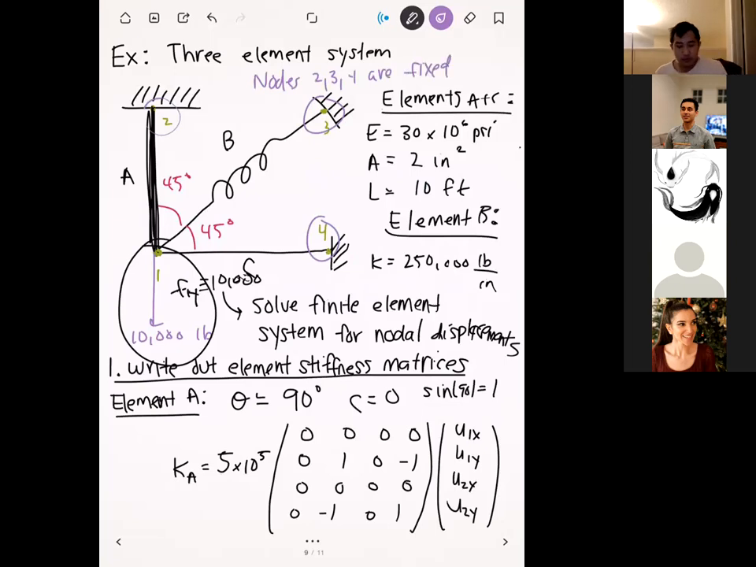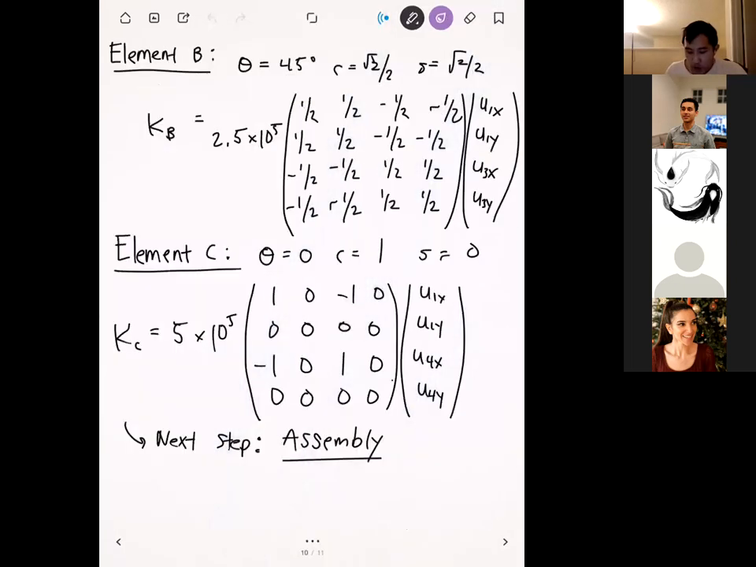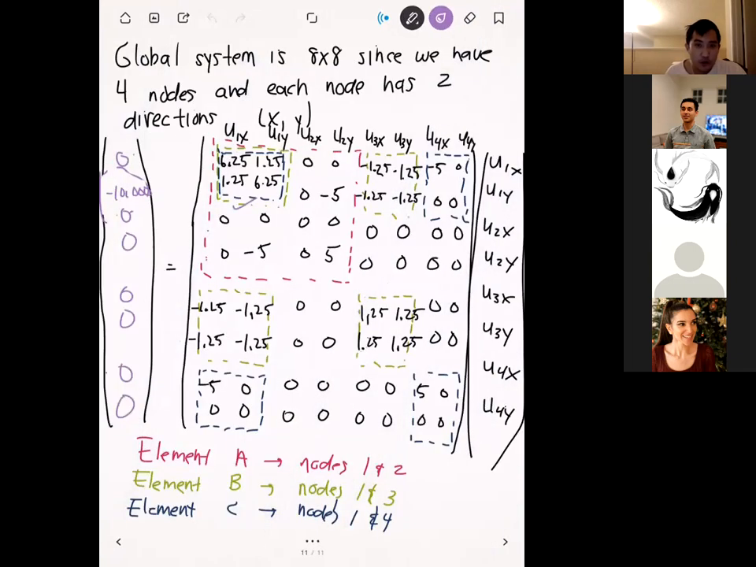What that tells us is that all of those displacements at nodes 2, 3, and 4 are going to be 0. And so all of the rows that are associated with nodes 2, 3, and 4, we're just going to cancel all of those out. Nodes 2, 3, and 4 are all of these rows right here.